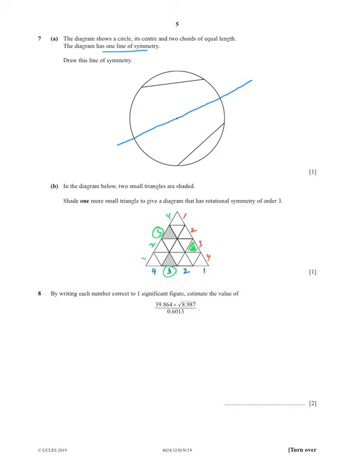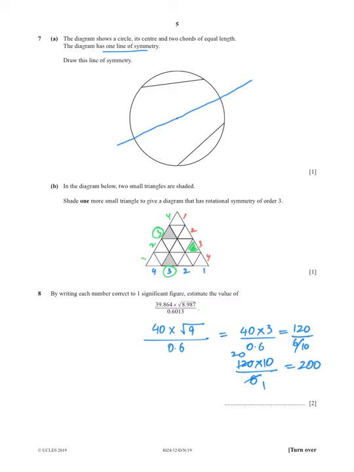Question number 8. By writing each number correct to one significant figure, estimate the value of 39.8, which will be rounded up to 40, times 8.9, which will be 9, divided by 0.6. So that is equal to 40 multiplied by 3 divided by 0.6. 40 times 3 is 120, divided by 6 divided by 10, or you can say that 120 multiplied by 10 divided by 6. 6 ones are 6, 6 twos are 12. 20 times 10, it will be 200. That is your answer.